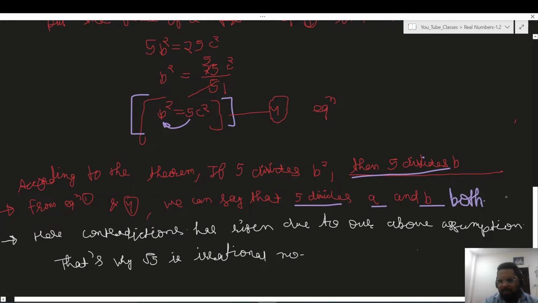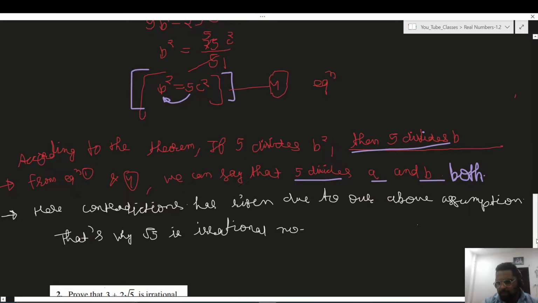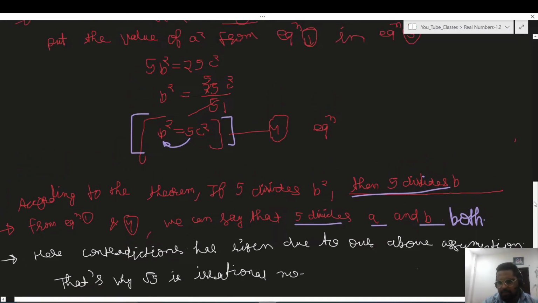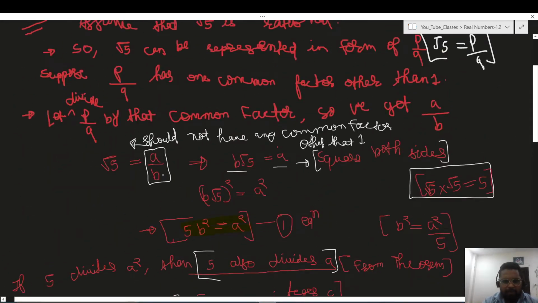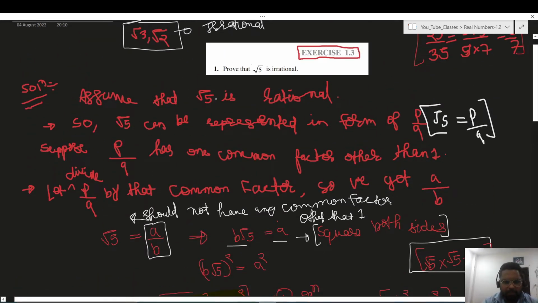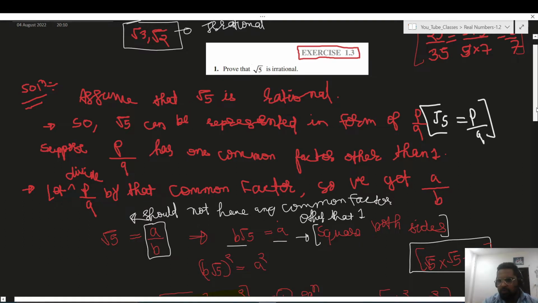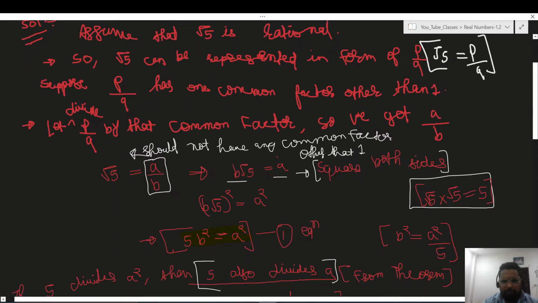So here a contradiction has arisen. What contradiction has arisen? We can say that a and b have one more common factor, other than one itself. I have also told it here. Now look at our first assumption. Our first assumption is that root 5 is a rational number and can be represented in the form p by q, and we have supposed that p by q has only one common factor, other than one. So this a upon b should not have any common factor.